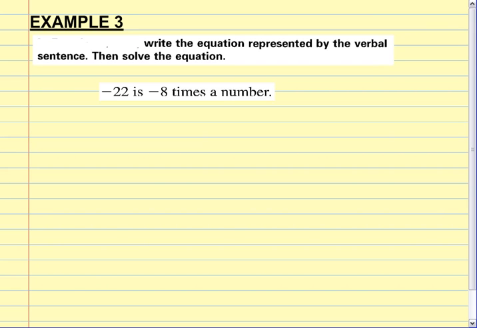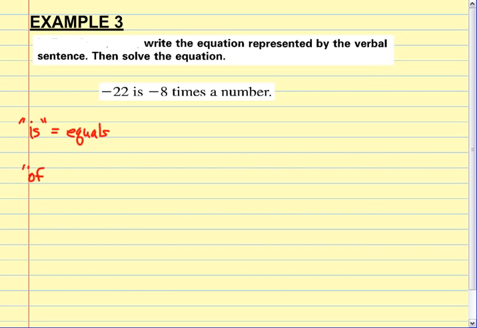Okay, folks, example number 3 says, write the equation represented by the verbal sentence, then solve the equation. Now, there are a few things that we've got to learn right here. These are super important. The word is means equals. And look, I put an equal sign there. The word is means equals.